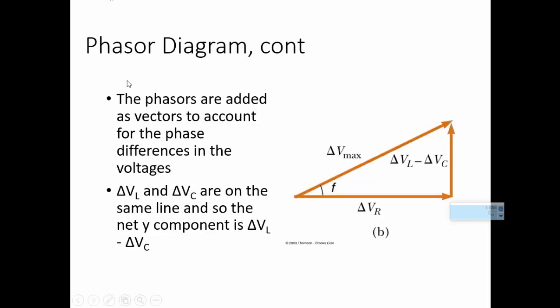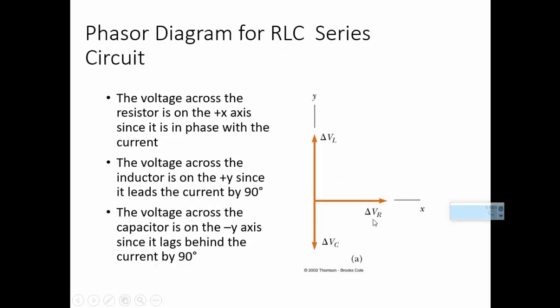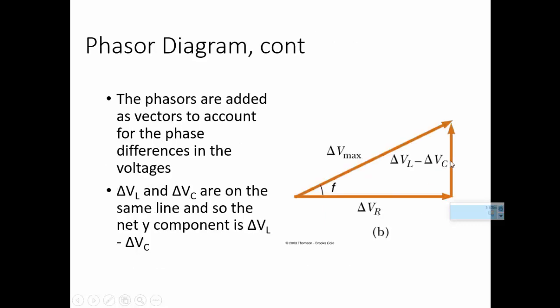Now this is what we call the phasor diagram. We are continuing with the phasor diagram, but phasors are added as vectors to account for the phase difference in the voltage. So we use phasors to add and also to account for the phases. Now if you see here, guys, in the previous example, in the x-axis we had the voltage, and in the y-axis we have this.